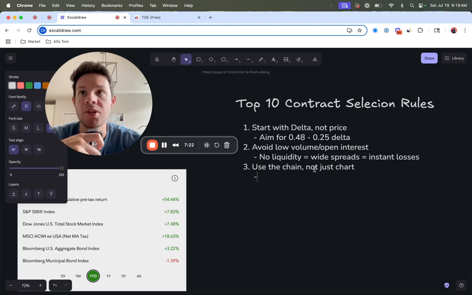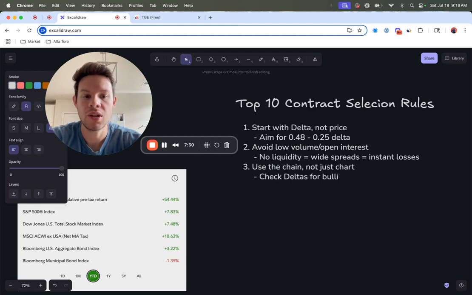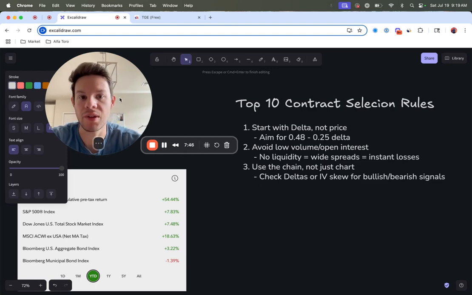All right, always use the option chain here. So check deltas or IV skew for bullish or bearish signals, right? Now, you're going to have other convictions to either be a bear or a bull, but you get the point, right? You want to use the option chain as much as possible, because you can get a lot of good gems out of it.